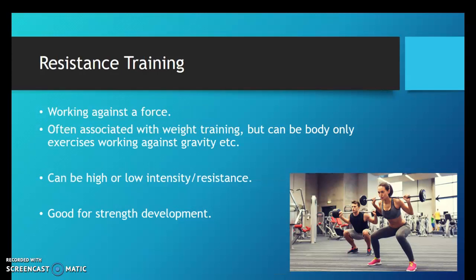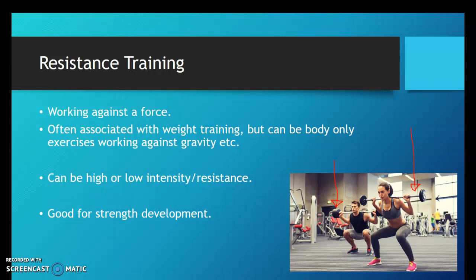Resistance training is when you've got to work against a force. So it's one of the most popular ones we think about when we think about people going for a workout. We think of them going to the gym. And you can see here that they are working against weights in particular. So you can see this lady has a barbell with some weights on it. And the argument could be that it's a low intensity resistance because there's not many weights there. Whereas this fella at the back here, he's got a lot more weight there, so we could argue that he is working at a higher resistance because it's a higher weight.